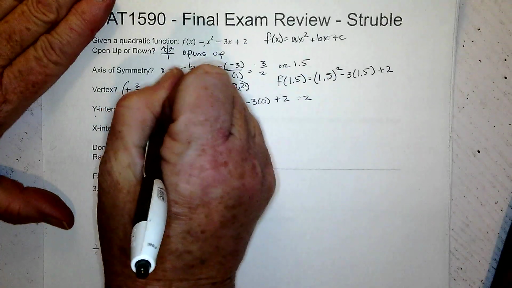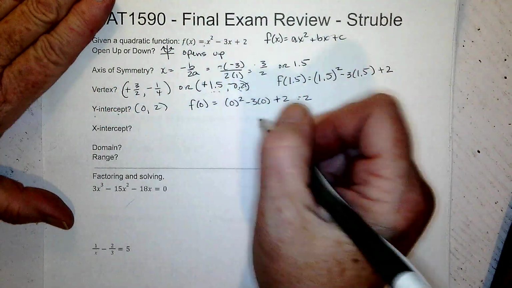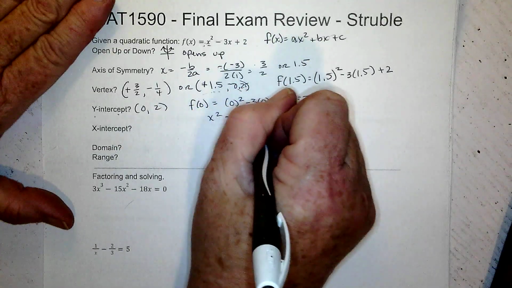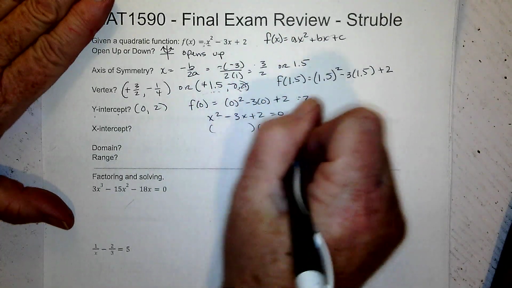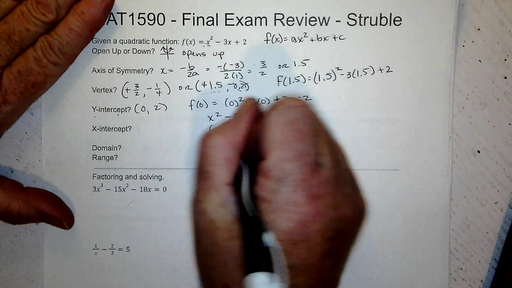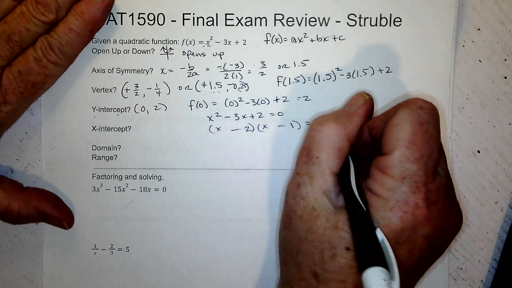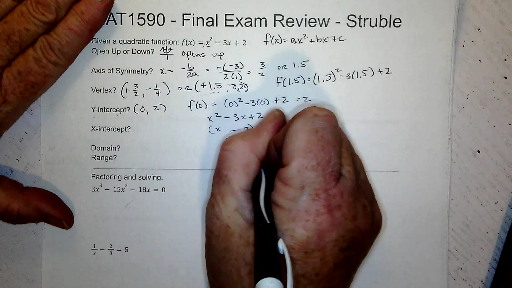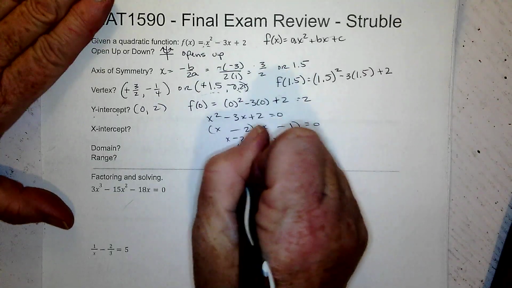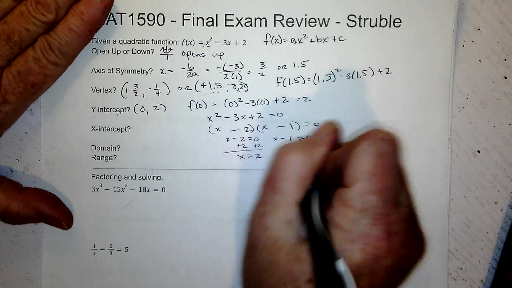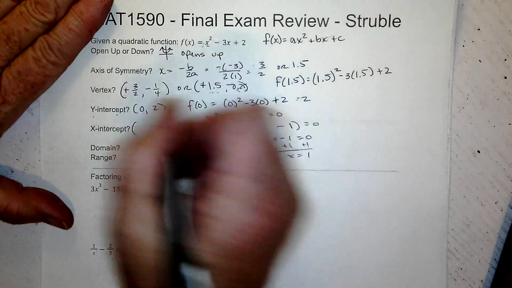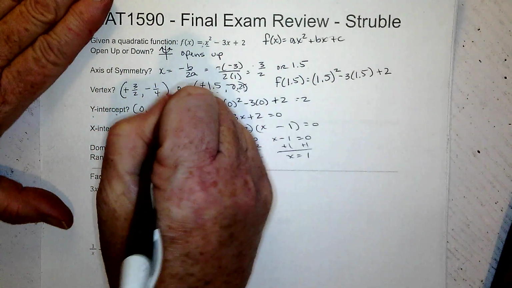So 0, 2. My x-intercepts are taking my quadratic, x squared minus 3x plus 2, setting it equal to 0. I'm just going to do a factor real quick. X, 2, 1. They're both going to have to be negative. So x minus 2 equal to 0 and x minus 1 equal to 0. Add 2 to both sides. X is equal to 2. Add 1 to both sides. X is equal to 1. So my x-intercepts, or my zeros, are 2, 0 and 1, 0.